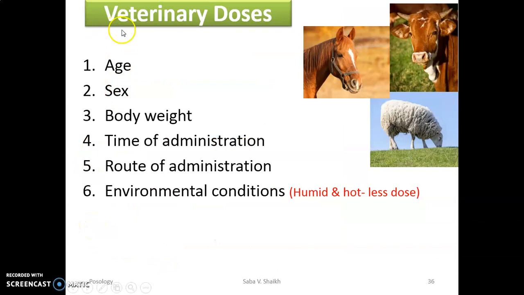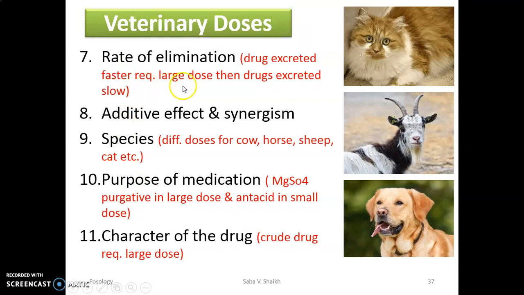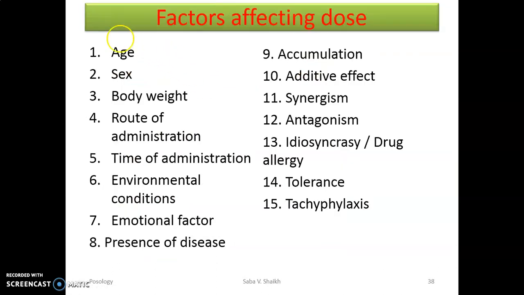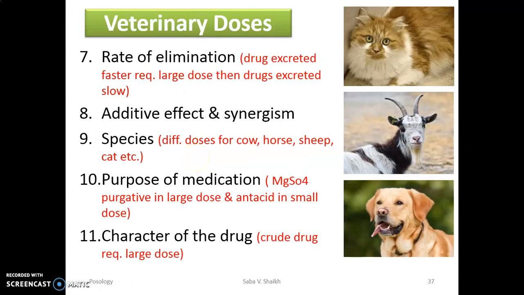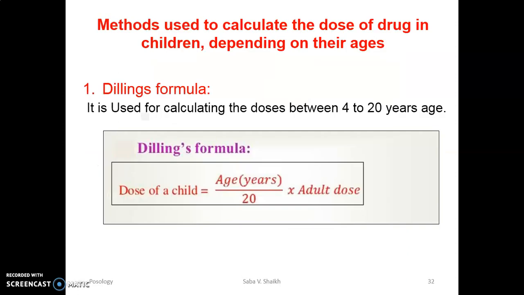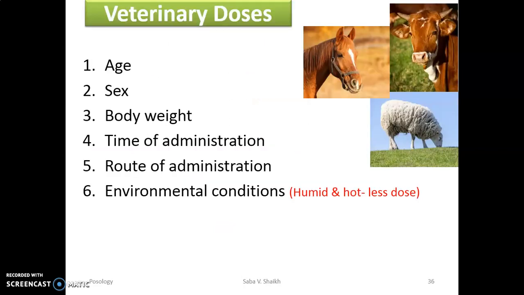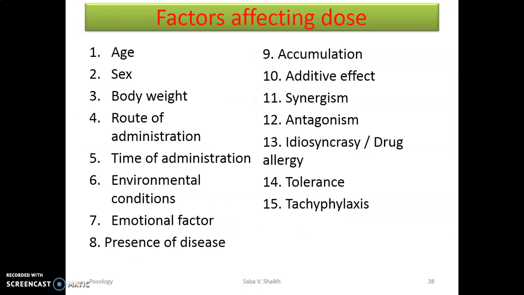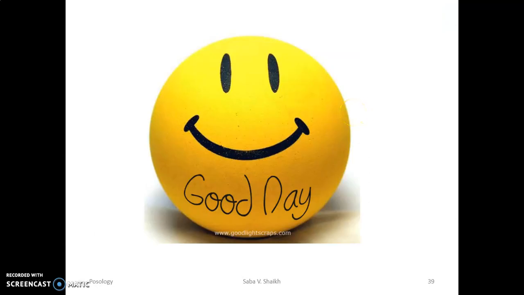So dear students, in veterinary doses also we have factors similar to those in humans, and the different things I have highlighted in red color for your information. To conclude parts 1, 2 and 3 of posology, we have seen all these 15 factors in human beings and 11 factors in veterinary doses, as well as the calculation part of the children's dose. With these 3 things we conclude today's session, that we have done posology part 1, part 2, part 3, and that's all for today.